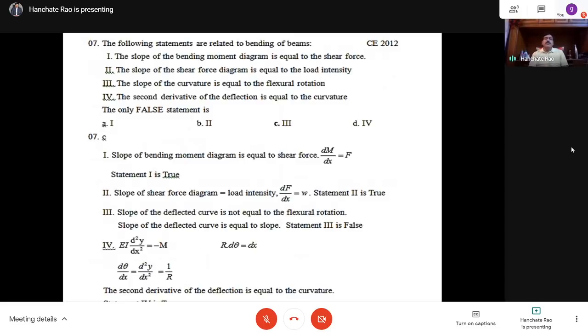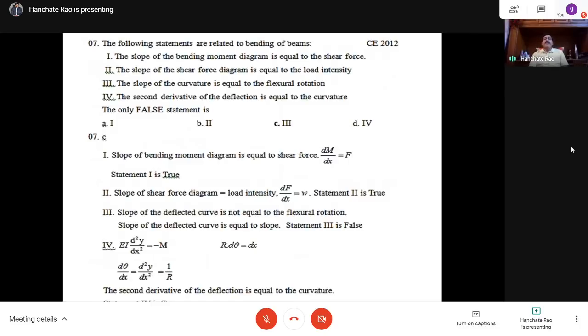Now let us examine each one. Let us take the first statement: the slope of the bending moment diagram is equal to the shear force. Slope of the bending moment diagram means the first derivative of the bending moment, dM by dx. What is dM by dx? It is nothing but the shear force. So the first statement is correct. Now let's take the second statement: the slope of the shear force diagram is equal to load intensity. The slope of the shear force diagram means the first derivative of the shear force.